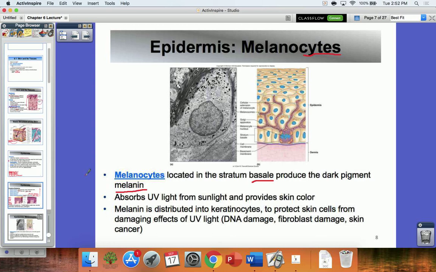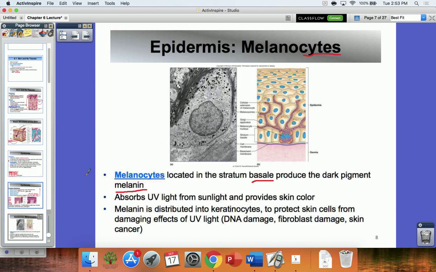So another function of the skin is to produce vitamin D. And we produce vitamin D by going into the sun, getting UV, and that UV helps us convert chemicals into vitamin D. And so our melanocytes are also going to be responsible for absorbing that UV radiation.